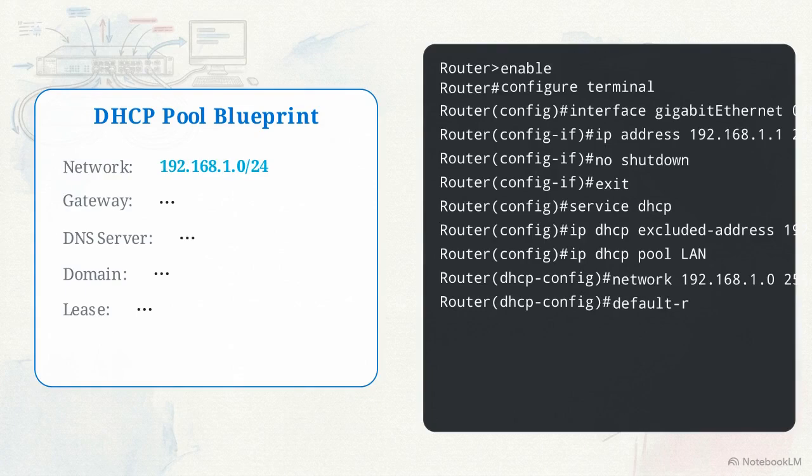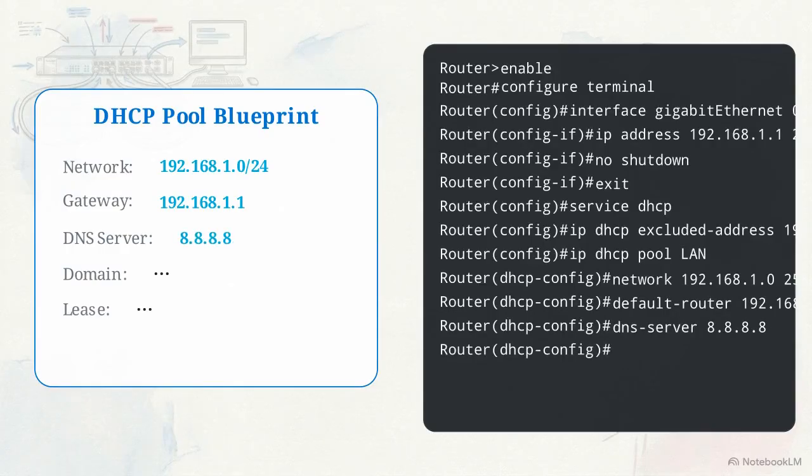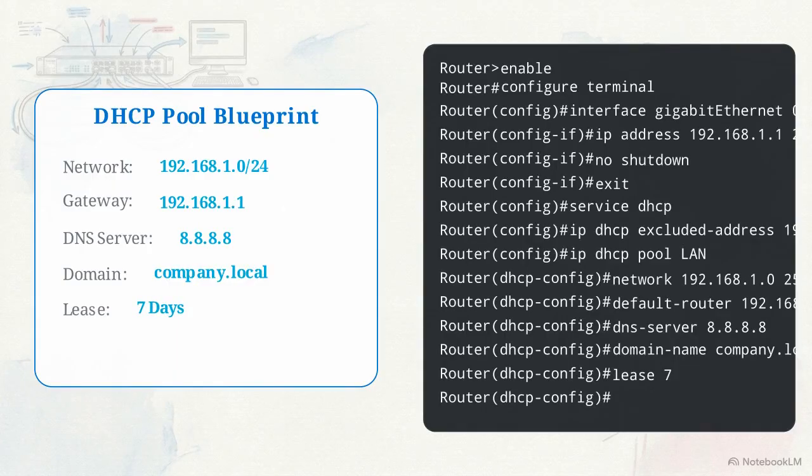Define the subnet for your DHCP clients by typing network 192.168.1.0, 255.255.255.0. Next, establish the client gateway with default-router 192.168.1.1 and set up web address resolution using dns-server 8.8.8.8. Configure the local suffix by typing domain-name company.local and then define the IP lifespan with lease 7. This tells the server the assignment is valid for exactly 7 days.